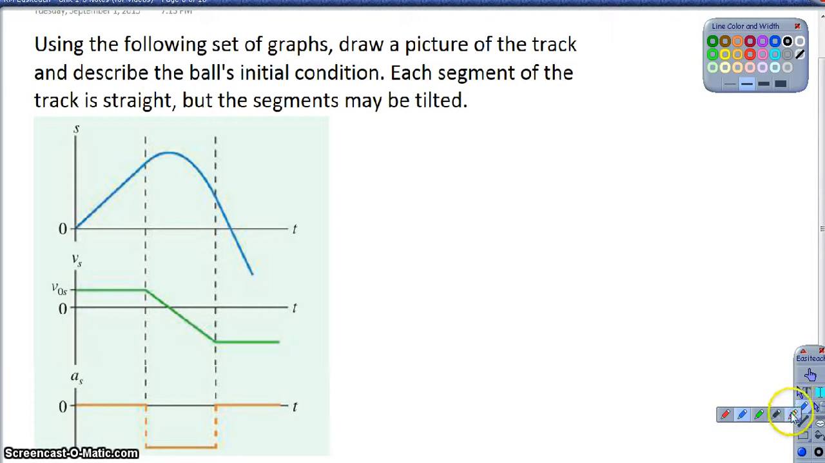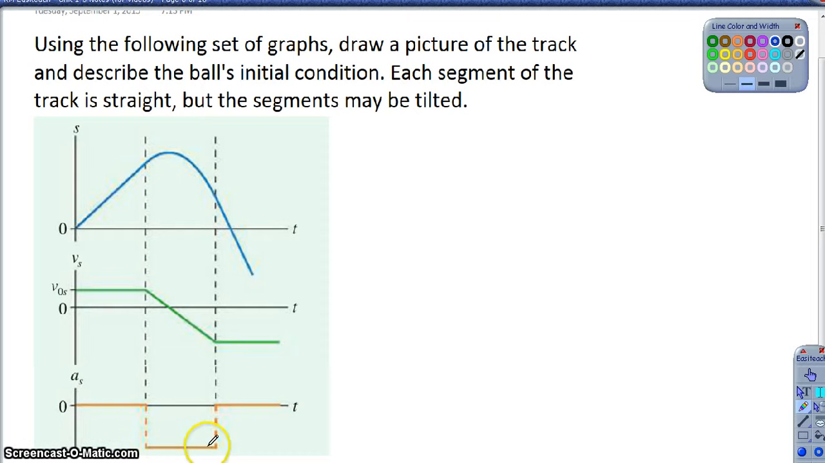So then this example has us go the other direction here, right? This one says use the following sets of data to predict what the ball's track would actually look like. And there is actually a pretty big trick in this one. If we look at the acceleration, we can see that it's 0, which means that it should be a flat ramp to start off with.